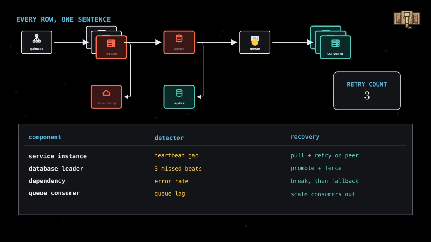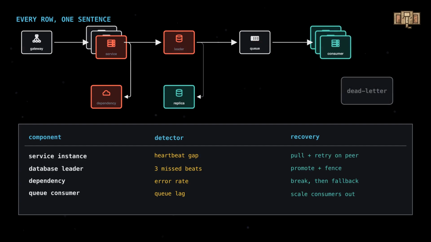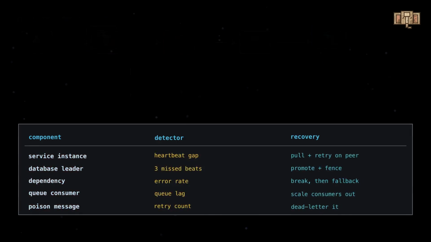And finally, the poison message. One malformed message crashes the consumer every single time it's retried, and the whole queue backs up behind it. The detection is that one message's retry count climbing. The recovery. After the retry budget, move it to a dead letter queue, let the healthy traffic flow past, and let an engineer examine it offline. Row 5.